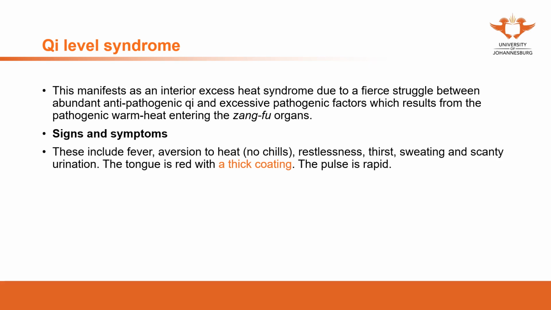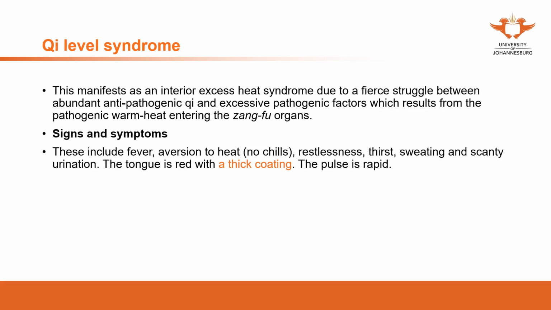So the patient will present with fever, aversion to heat. That's due to the heat pathogen. Also restlessness, thirst, sweating, and scanty urination. These are due to the heat. The tongue is red with a thick coating. The pulse is rapid. So the key manifestation here is the tongue with a thick coating.